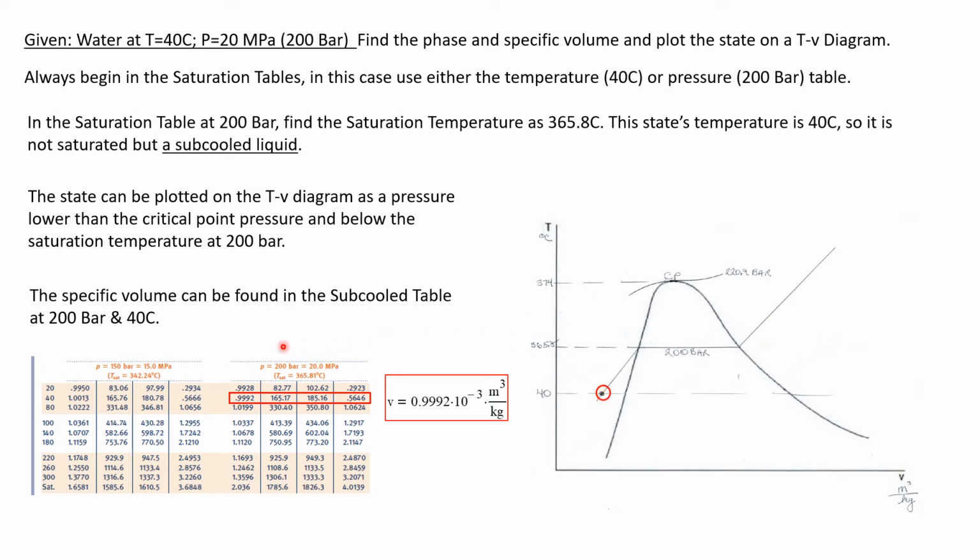Now I can go to my subcooled table, and there is a subtable here at 200 bar, and I can look at 40 degrees C, and this first column, although I've cut the headings off, shows a value of 0.9992. Well, actually that's the specific volume times 10 to the third. So I have to divide this value by 10 to the third, and I get the specific volume from the compressed liquid table is 0.9992 times 10 to the minus 3 cubic meters per kilogram.